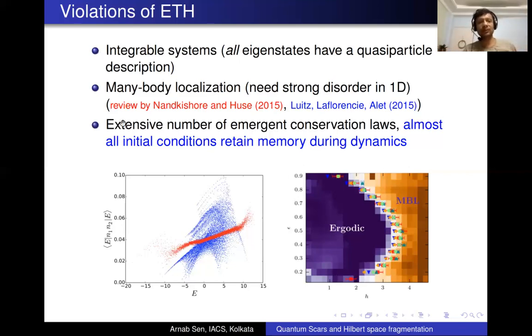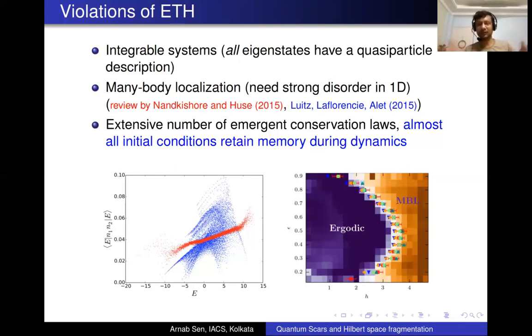So both these things have one thing in common. Of course, the mechanisms are completely different, but one common feature is that both these mechanisms happen because there's an extensive number of emergent conservation laws in the theory. And because of these emergent conservation laws, almost all initial conditions fail to thermalize.